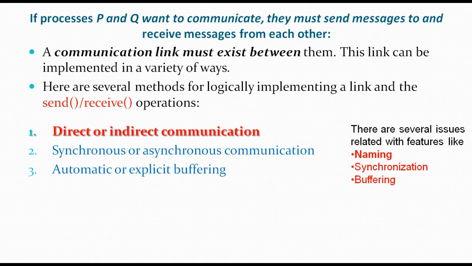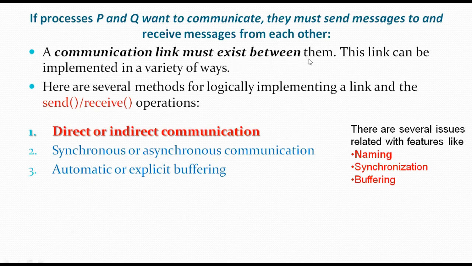Now, if processes P and Q want to communicate, they must send messages to and receive messages from each other. For sharing the information, we must establish a link between P and Q. Only then can P and Q communicate with each other. They may send messages to and receive messages from each other. For that, a communication link must exist between them.